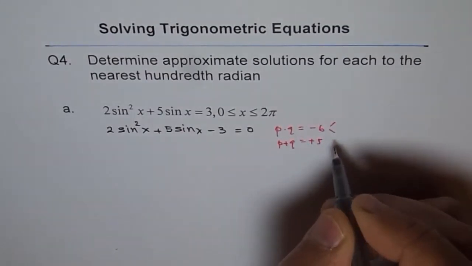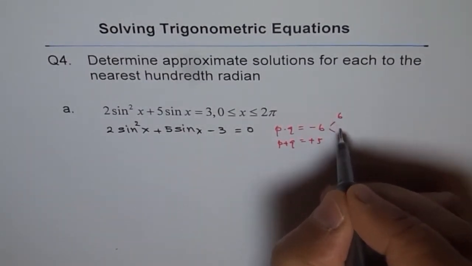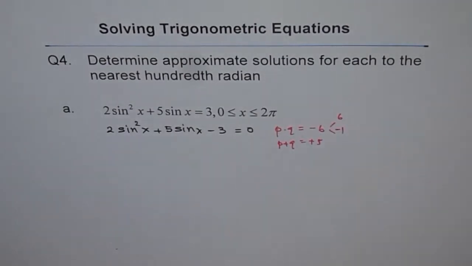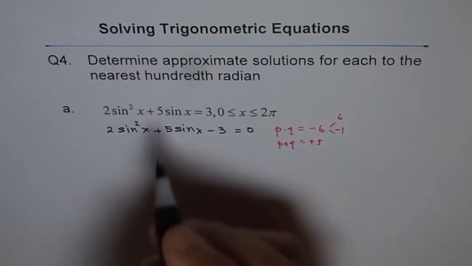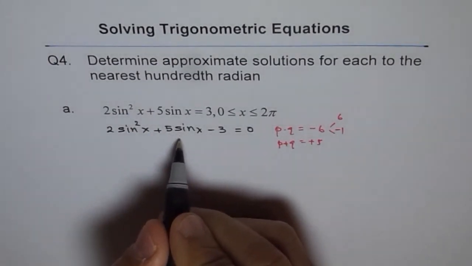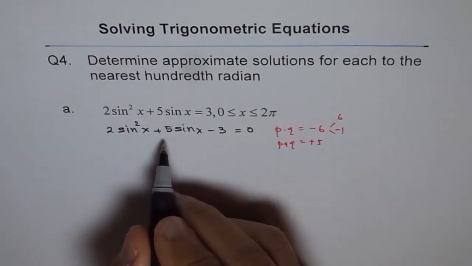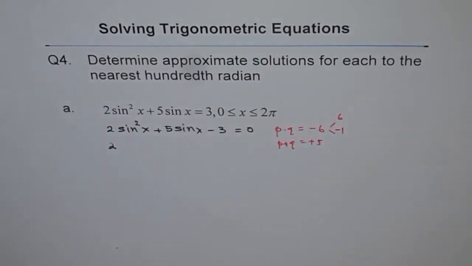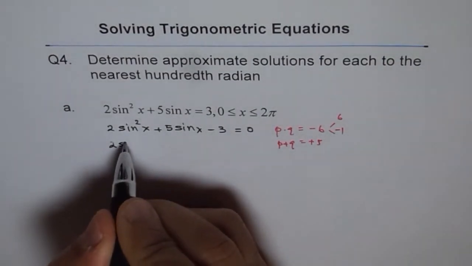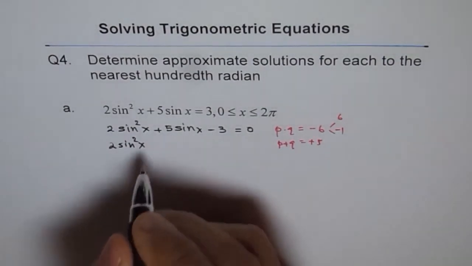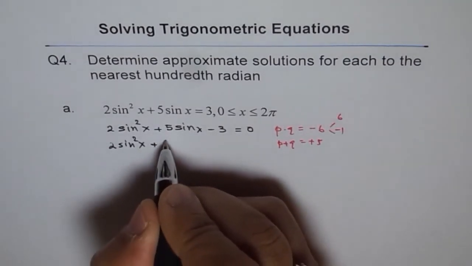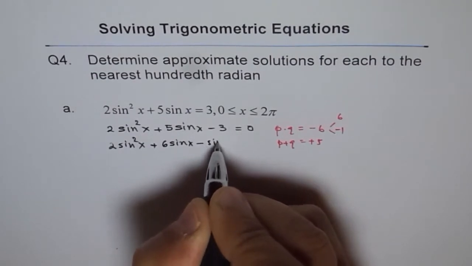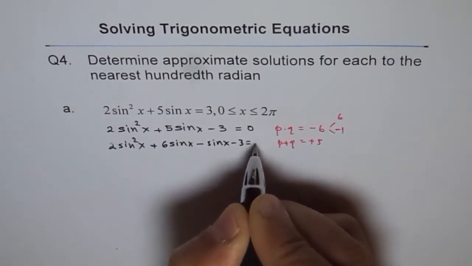So the two numbers could be 6 and 1. And 6 should be positive, 1 should be negative, because we need a sum of positive 5, correct? So we will decompose the center term and split it into 6 and 1. So we'll write this as 2 sine square x, and 5 sine x could be written as 6 sine x minus sine x, minus 3 equals 0.